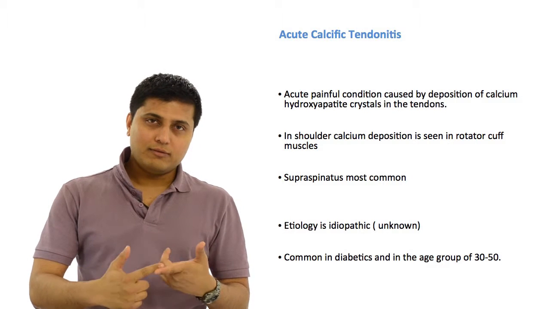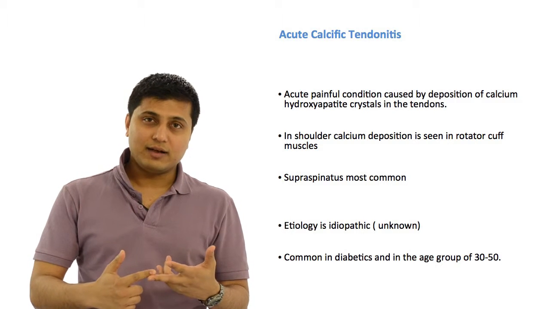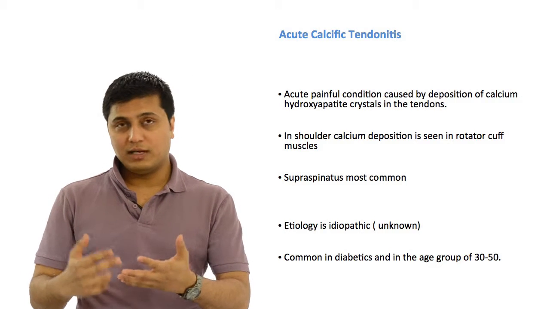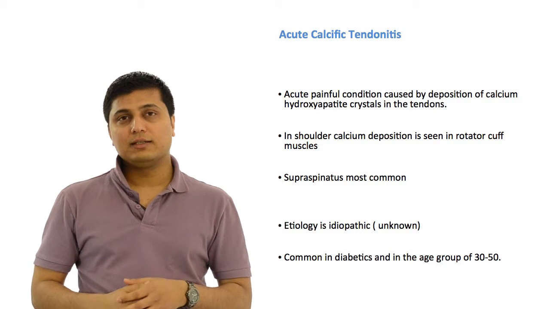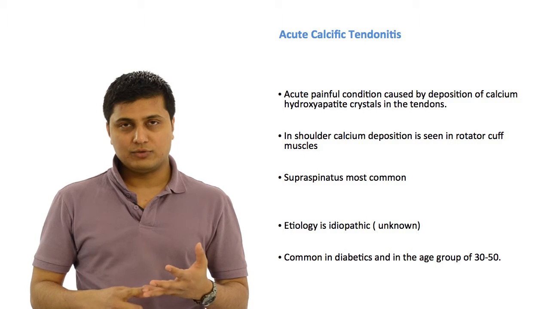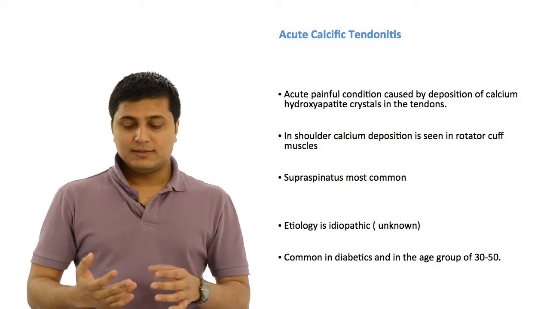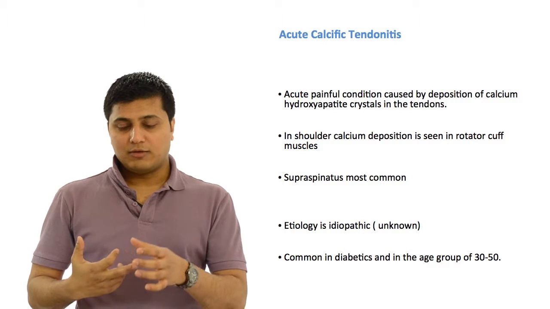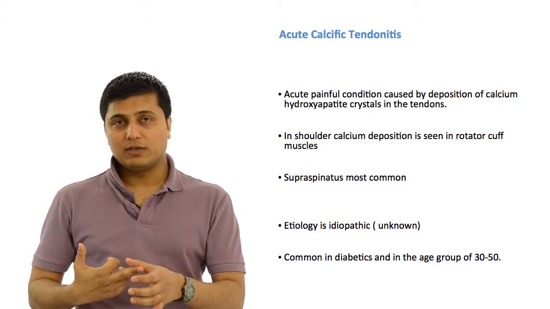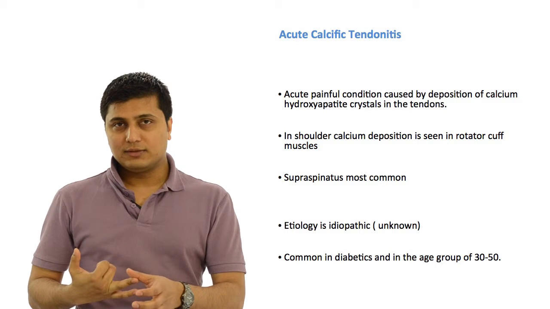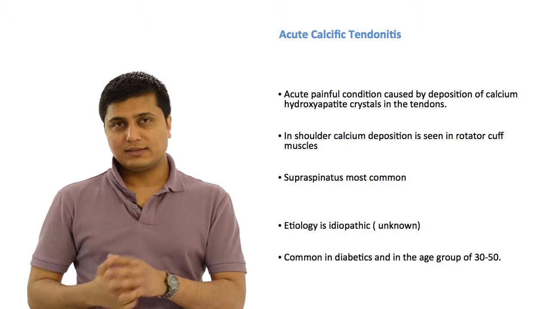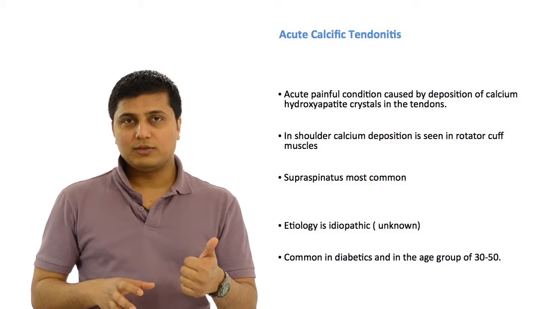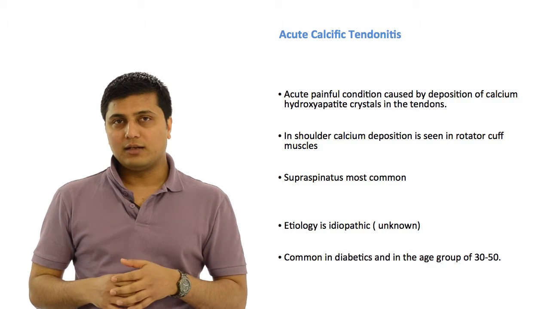For example, frozen shoulder, calcific tendonitis, adhesive capsulitis, which once again is another name for frozen shoulder, bursitis, rotator cuff pathologies, impingement syndrome, or acute flare-up of osteoarthritis, rarely infection, post-traumatic stiffness, etc. So in this particular lecture, we'll concentrate on acute calcific tendonitis.